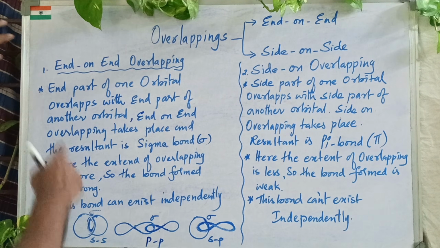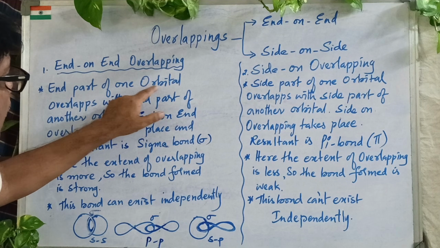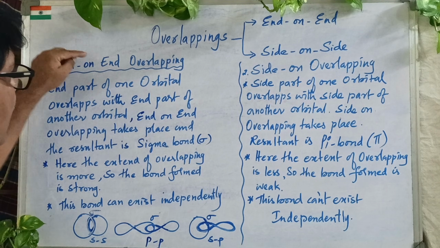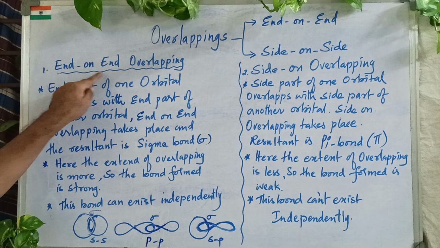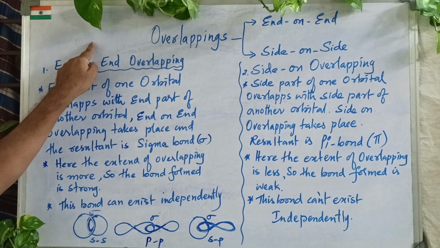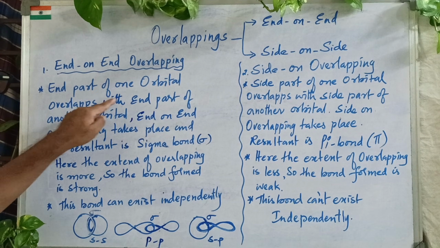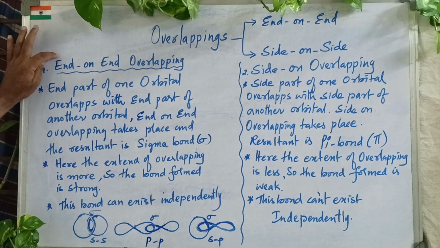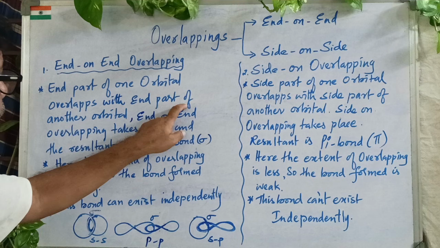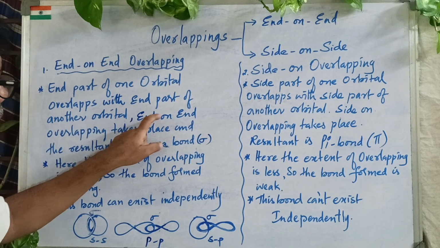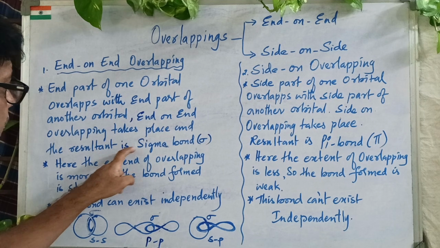So you just check here: end on end. Just simply say end, part of one orbital. That's an extra phrase you're adding here. Overlaps with end, isn't it? End on end. So here we are going to add something after end: part of one orbital overlaps with, that much only. So here end part of one orbital overlaps with end part of another orbital. End on end overlapping takes place and the resultant is sigma bond.